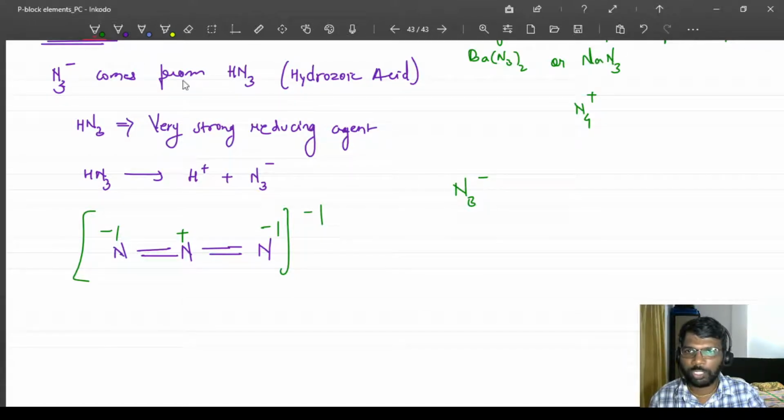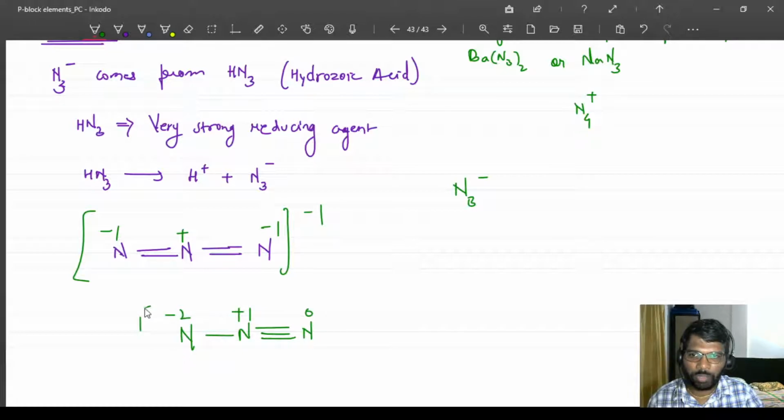Another structure could be represented in this way: nitrogen, this nitrogen plus, and here this could be minus 2. Since it is forming only one bond, it will have minus 2, and this is 0. So now also it has a charge of minus 1. This could be another structure for the N3 minus ion.